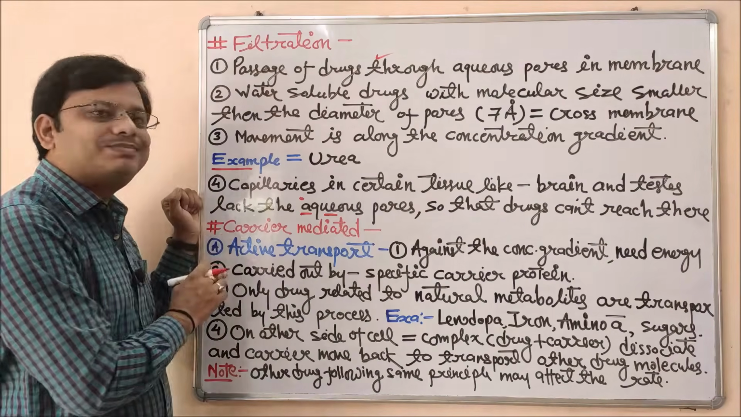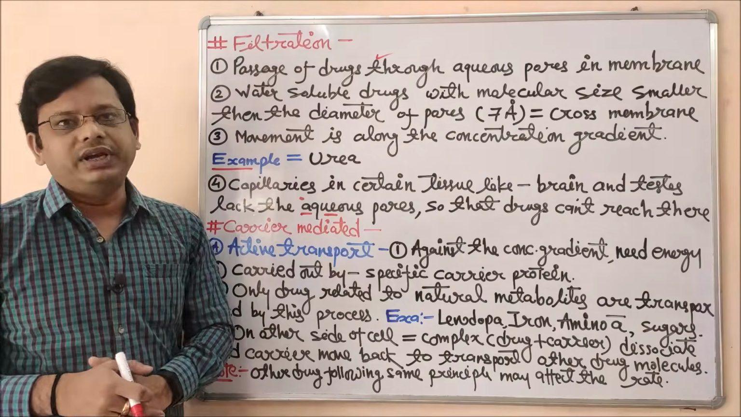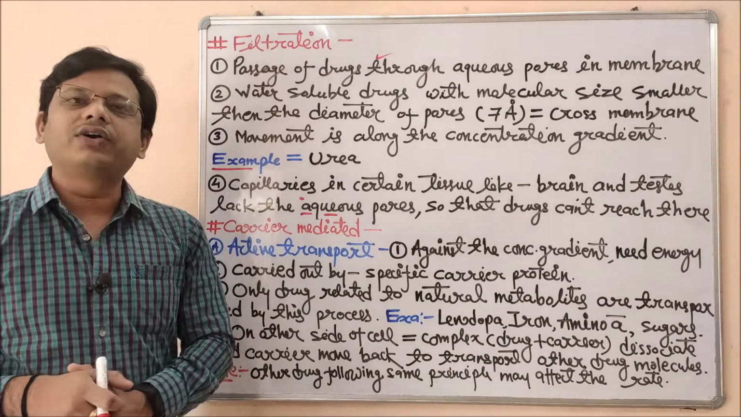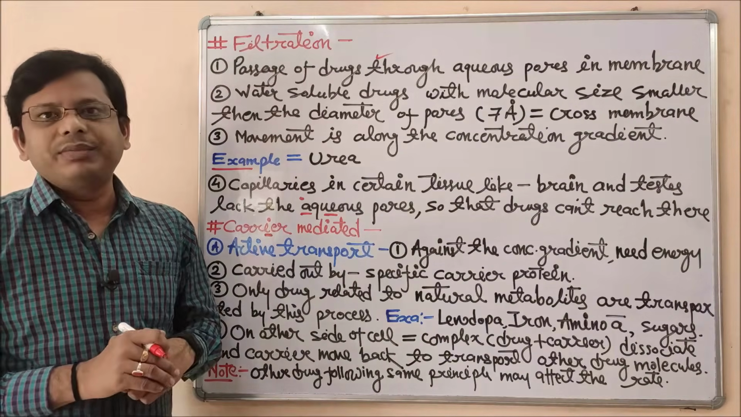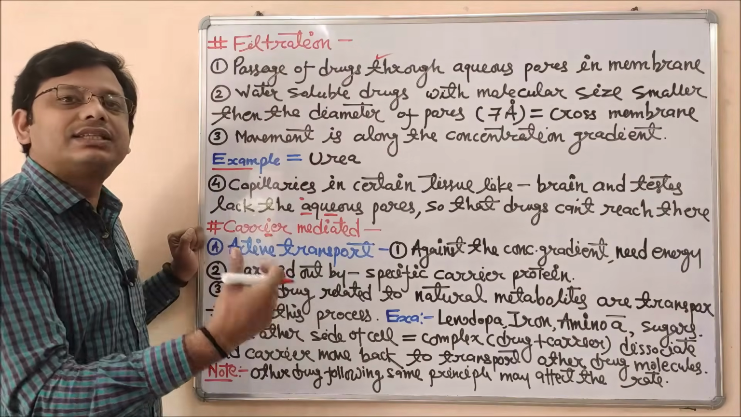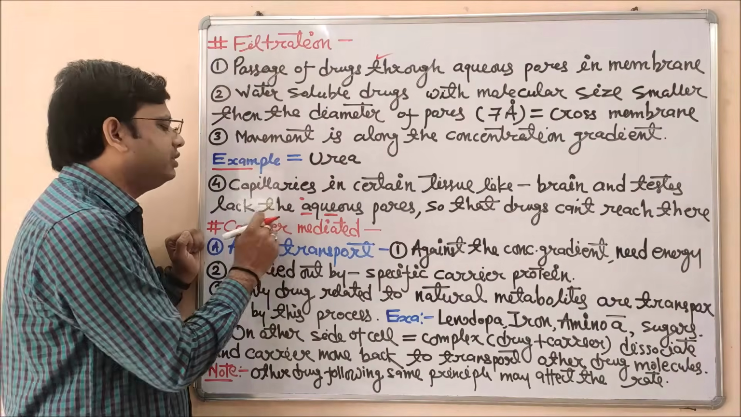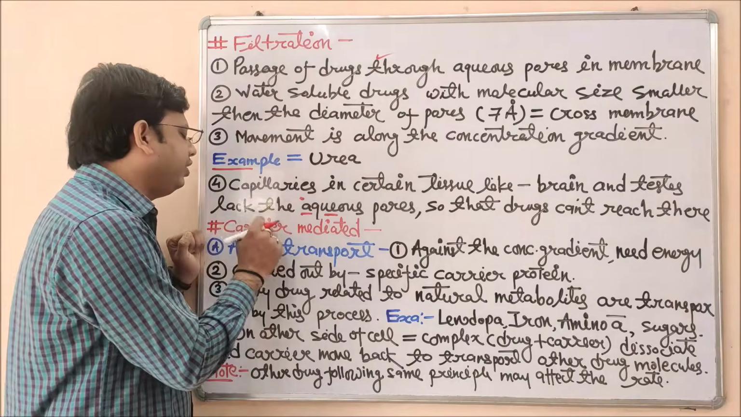Now coming to the next method of transport, that is carrier-mediated. As the name indicates, it is a movement of drug across the cell membrane with the help of a carrier. What is the basic meaning of carrier? A person or agent which is used to carry something. If you are talking about the person, it is a person. If you are talking about goods, the carrier may be carrying the goods.